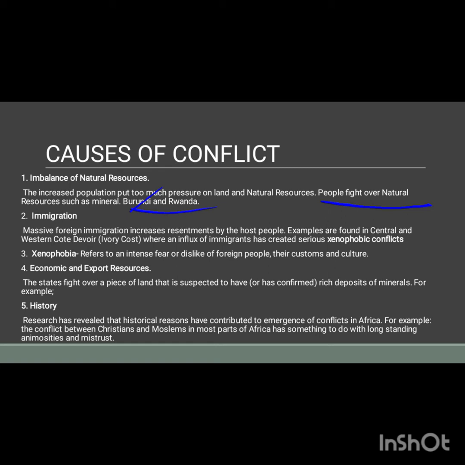Then history. History is a cause of conflict as well. Research has revealed that historical reasons have contributed to emergent conflicts in Africa. For example, the conflict between Christians and Muslims in most parts of the country, or let me say Africa, has something to do with long-standing animosities and mistrust. Let me not even talk about this one. It's very simple here. Let me give you a practical example that you can understand.